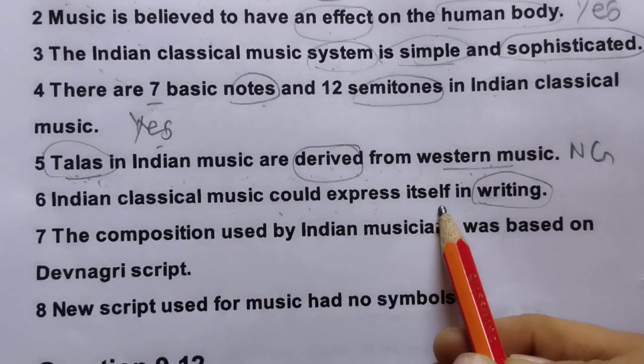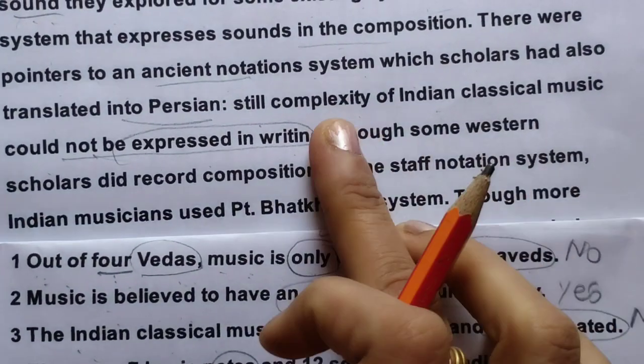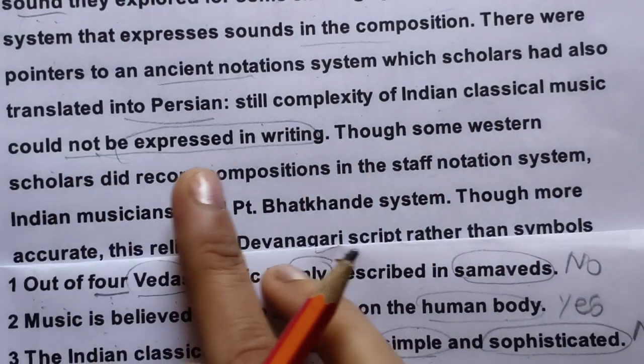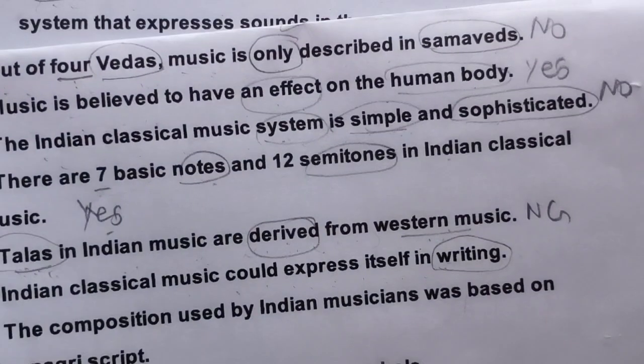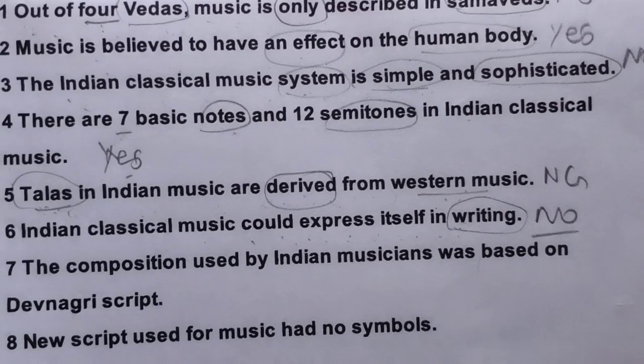Could express itself, so it is opposite. See this, still complexity of Indian music could not be expressed in writing. Here it is given could express itself in writing, it means there is a contradiction.